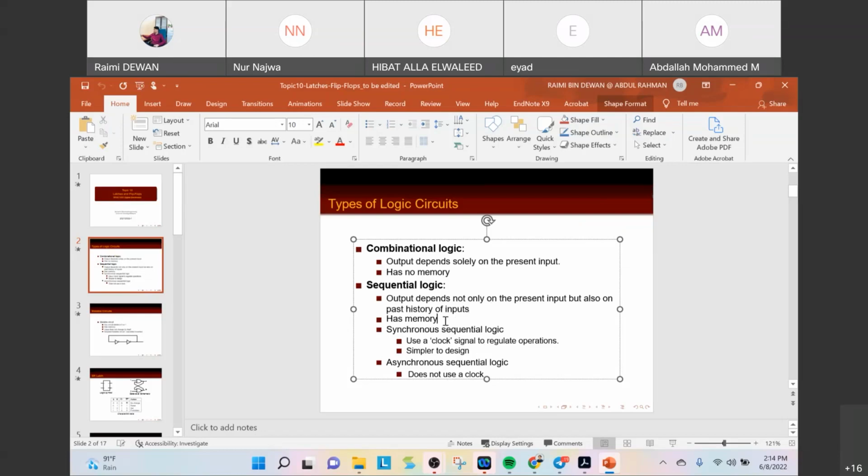Okay, has memory. Okay, means that it will be subject to the past history of an input. Okay, this input can be coming from your past output or it can be coming from your past inputs, depending. Okay, but at least it has some loop back. What does it mean by loop back?